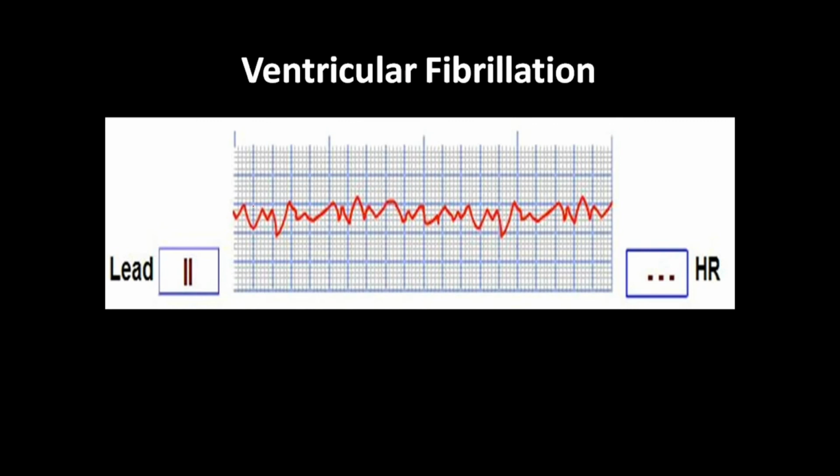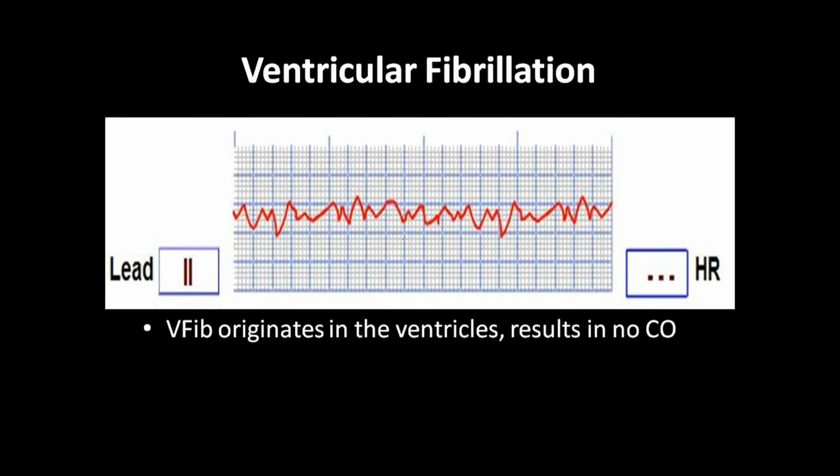In atrial fibrillation, we cannot identify only the P wave, but QRS complexes will be distinct. And this kind of ventricular fibrillation may not produce any kind of heart rate. Ventricular fibrillation originates in the ventricles, resulting in no cardiac output. Coarse ventricular fibrillation has an amplitude of 3 mm or more. Okay, so the height of the waves will be 3 mm or more.